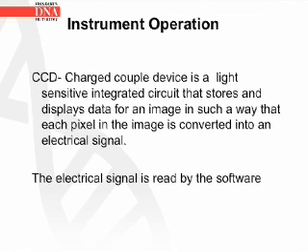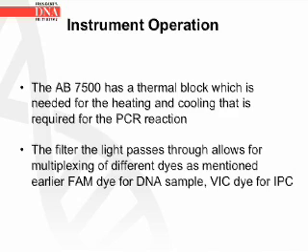The CCD camera, or Charged Coupled Device, is a light-sensitive integrated circuit that stores and displays data for an image in such a way that each pixel in the image is converted into an electrical signal. The electrical signal is then read by the software. The AB7500 has a thermal block, which is needed for the heating and cooling that is required for the PCR reaction. The filter the light passes through allows for multiplexing of different dyes, as mentioned earlier. For example, the FAM dye for DNA samples and the VIC dye for the IPC.